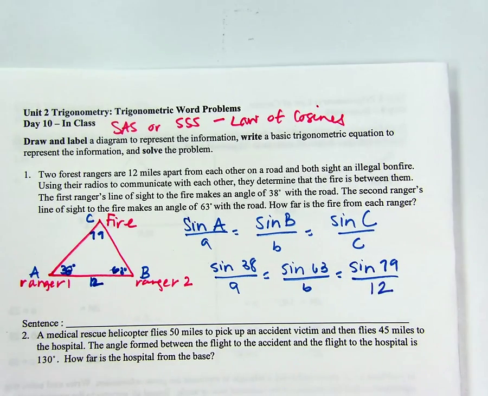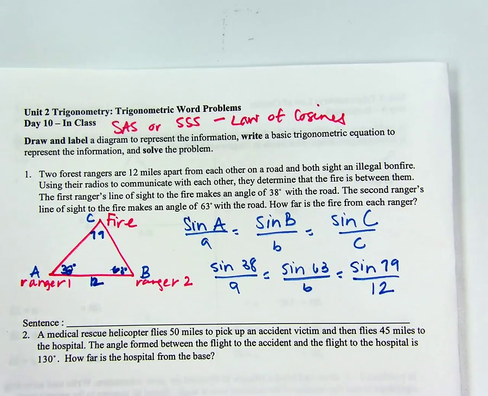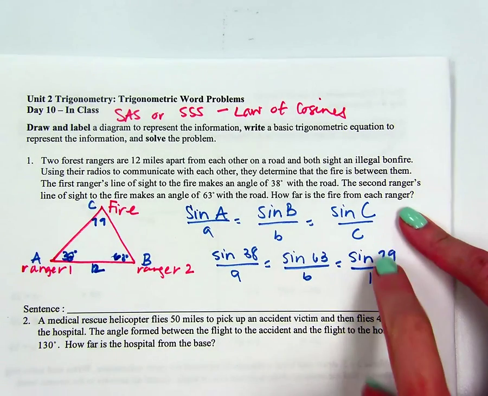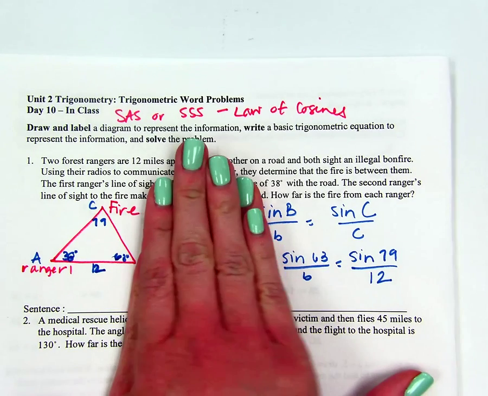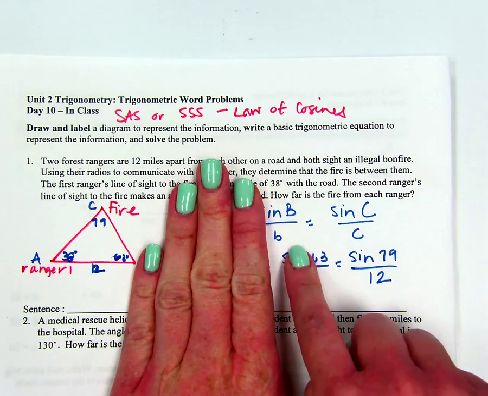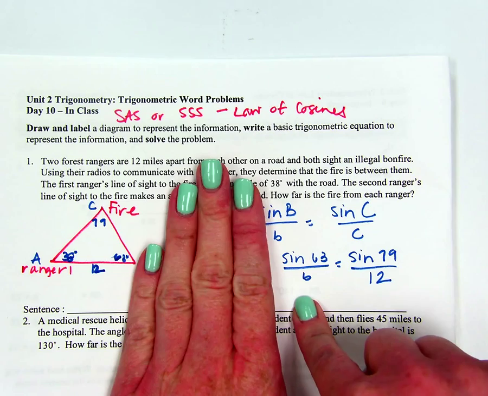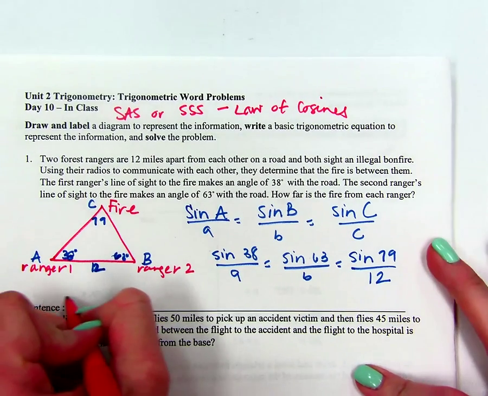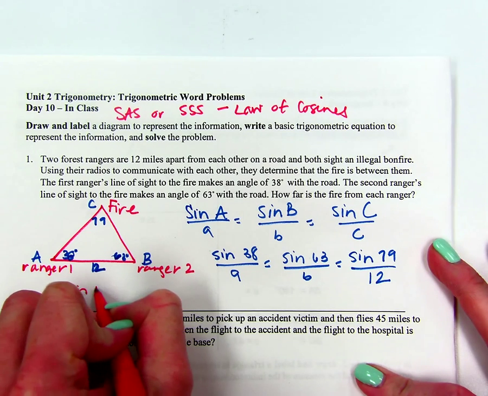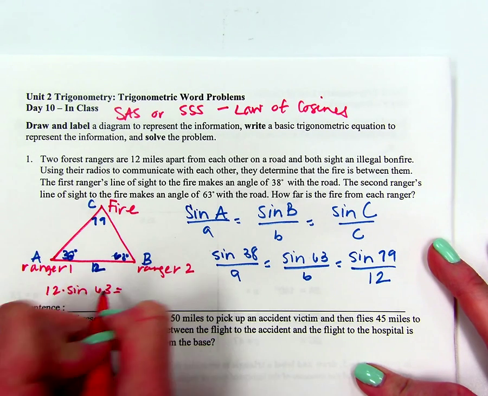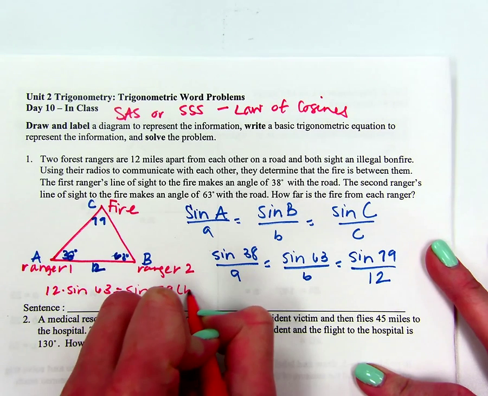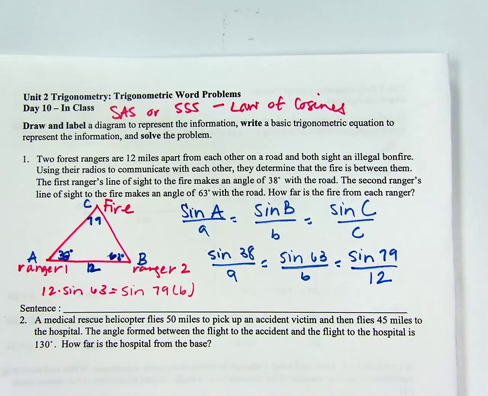So remember, you have to have 3 of the 4 pieces to solve, to cross multiply. So if you look here, I have both of my C's and one of my B. So I'm going to cover up my A. I'm not going to worry about that right now. And I'm going to cross multiply these two right here. So I'm going to do the sine of 63 times 12. So I'm going to write 12 times the sine of 63 equals the sine of 79 times B. So we're going to enter that into our calculator.